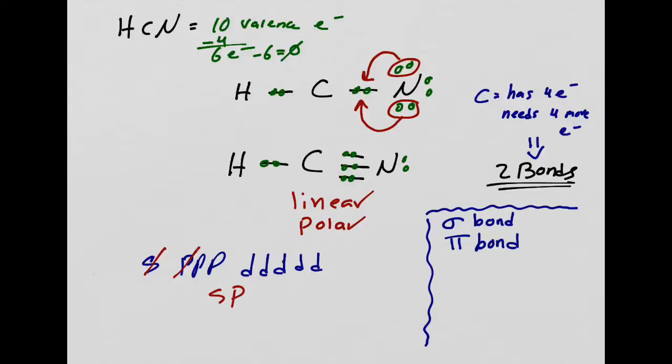So HCN has 1, 2 sigma bonds. So the way I look at sigma bonds, those are the foundation, the first line you put down. Now, everything after that is a pi bond. So 1, 2. The foundation is 2. We put down 2 bonds at the beginning. That's 2 sigma bonds. Pi bond is everything after that. So 1, 2. I have 2 pi bonds.